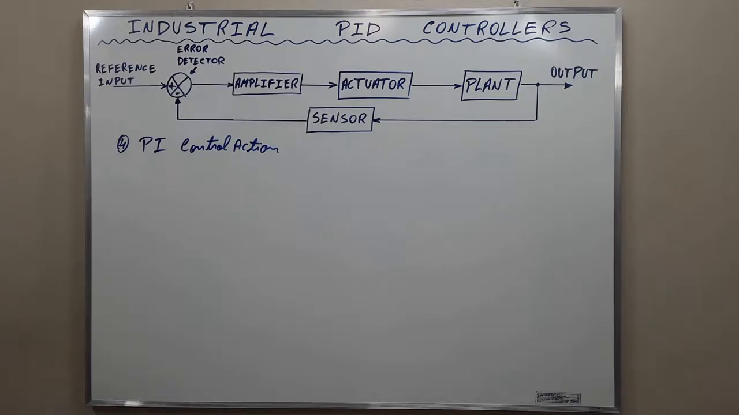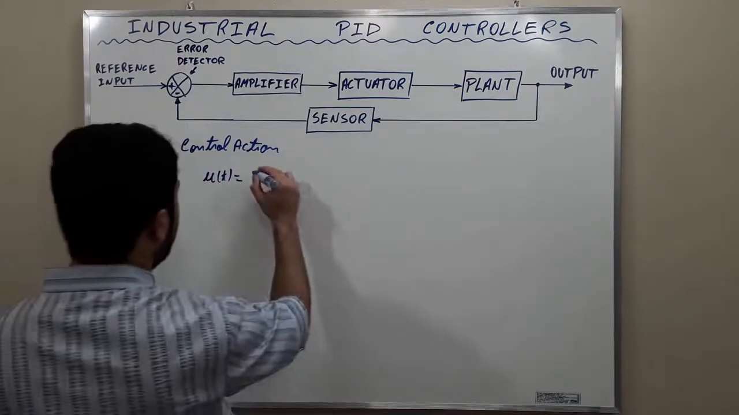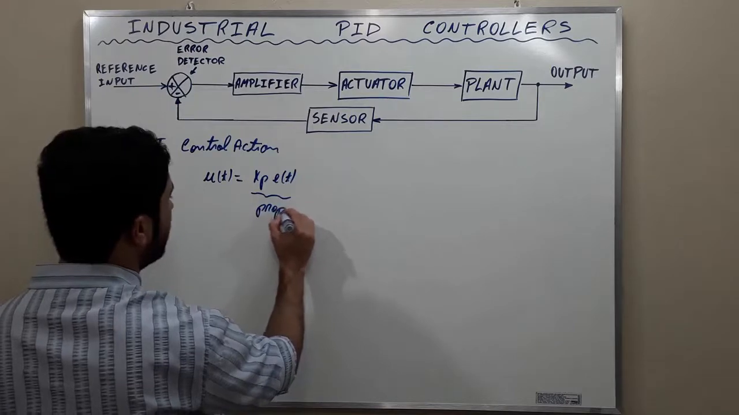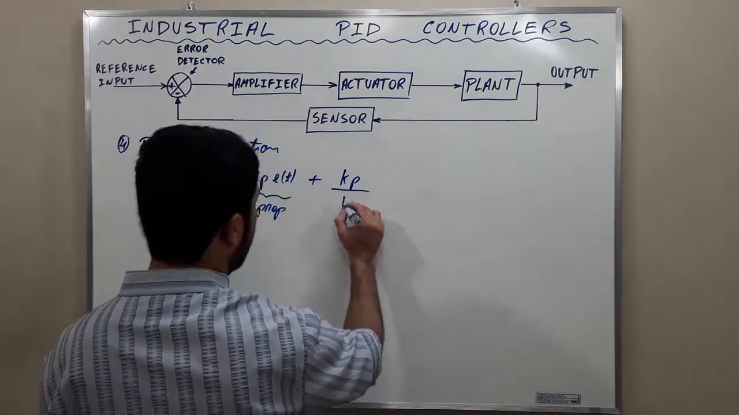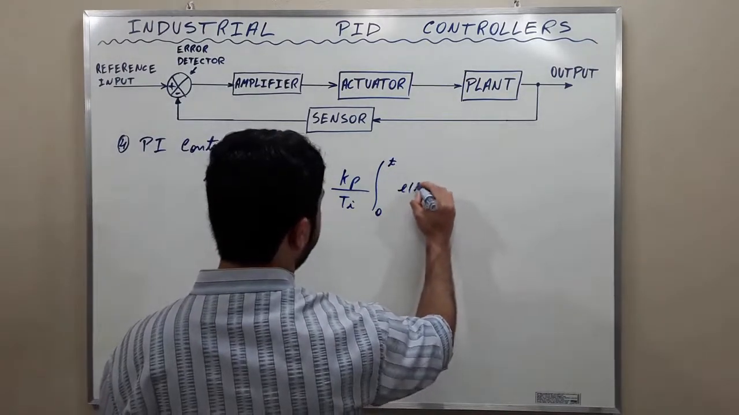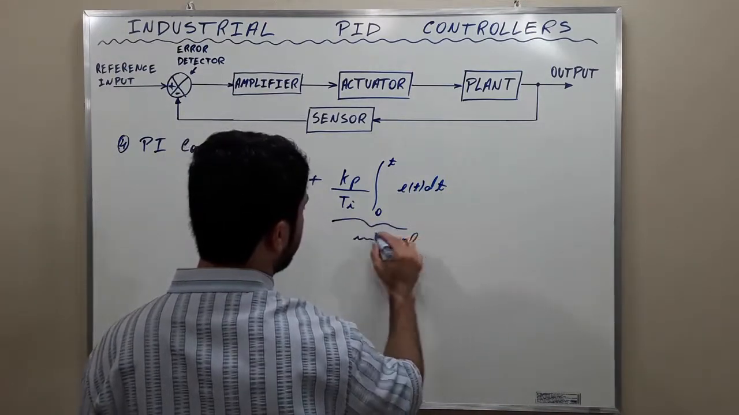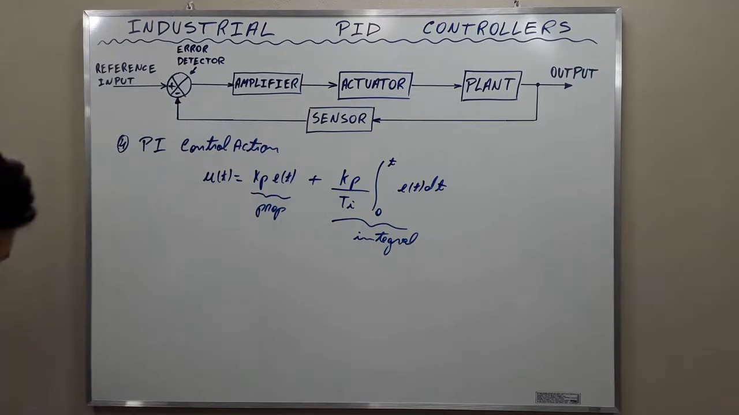The control action of a proportional plus integral controller is defined by the equation: the output U of t will be equal to Kp E of t, this is the proportional, plus Kp over Ti times the integral from 0 to t of E of t dt, and this is the integral. Okay? We are combining the proportional action with the integral action.